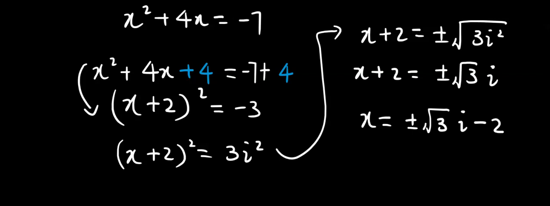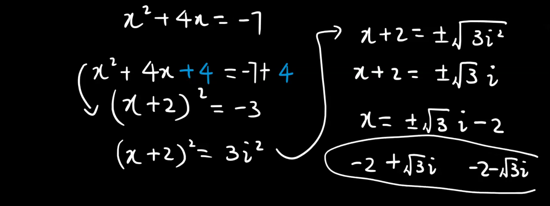But it is not the standard form yet. So we're going to organize a little bit, change it into standard form, which is a plus bi. So we have solution negative 2 plus square root 3i and negative 2 minus square root 3i. All right, that is how we use the complete square to solve these beautiful equations.